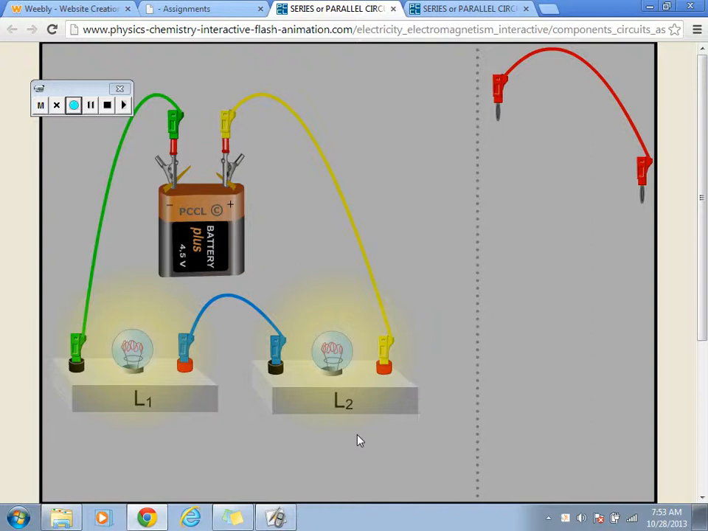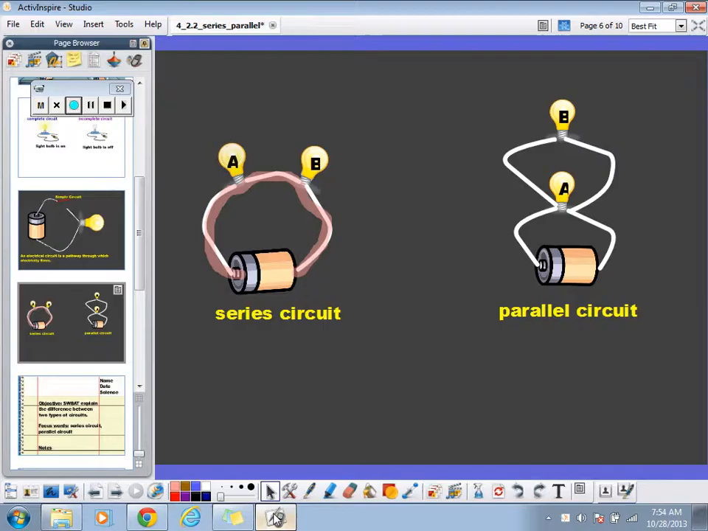All right, let's actually see what will happen if I take out one of the light bulbs. Oh, interesting. If I take out one of the light bulbs, the other one turns off. Let's put it back. All right, there we go. On, off. On, off. All right, so that is the series circuit, like I said before.